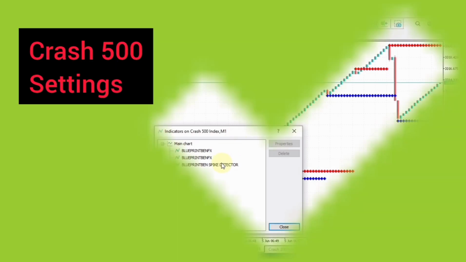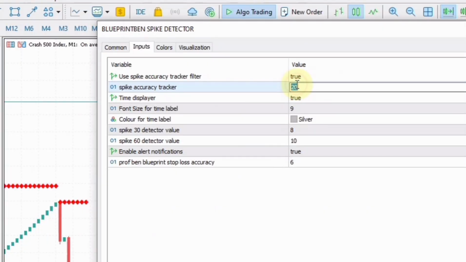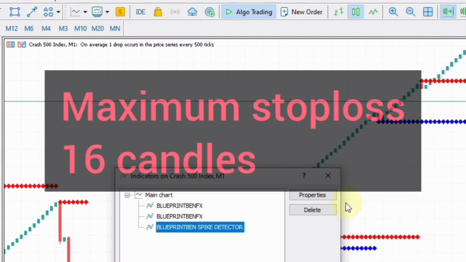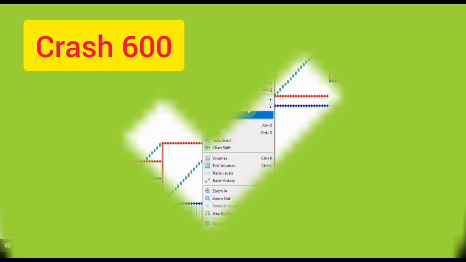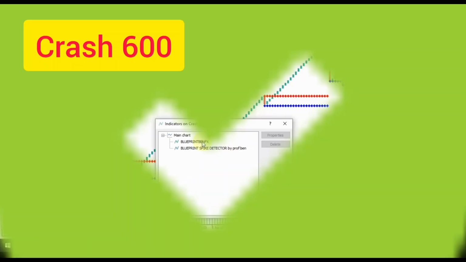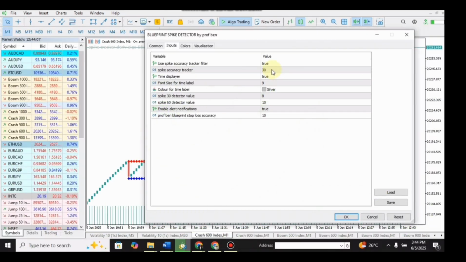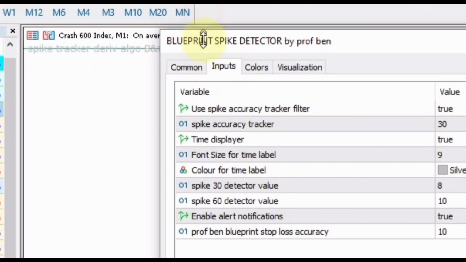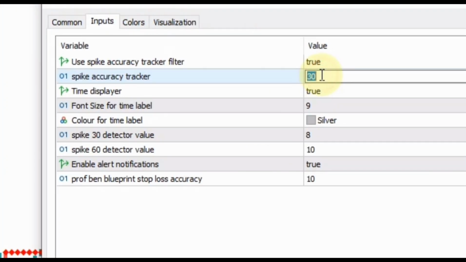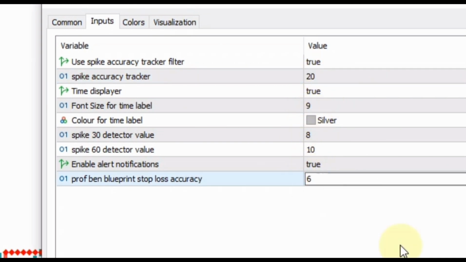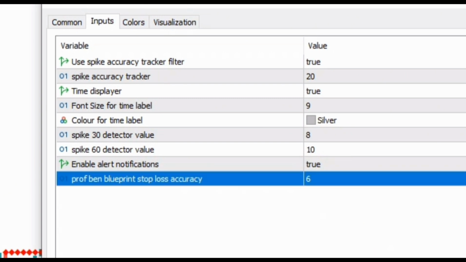Our next market is Crash 500. Spike accuracy set to true, spike accuracy tracker 18. Everything else remains the same way. Also stop loss accuracy 8. The maximum number of candles for that is 16. Crash 600. Remember, this is one of the markets that were introduced in the live like a year ago. Now, Crash 600, the right settings for it is the spike accuracy set to true and the value to 20. Everything else remains the same, and also the stop loss accuracy set it to 6. And you are done for that.